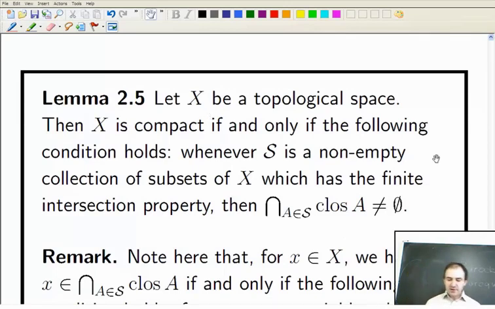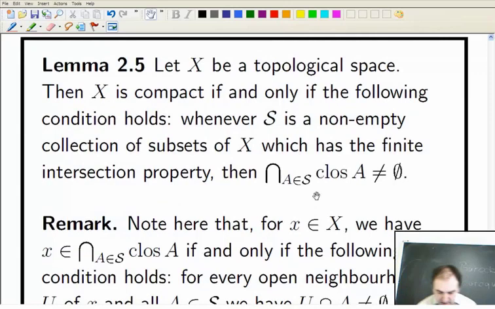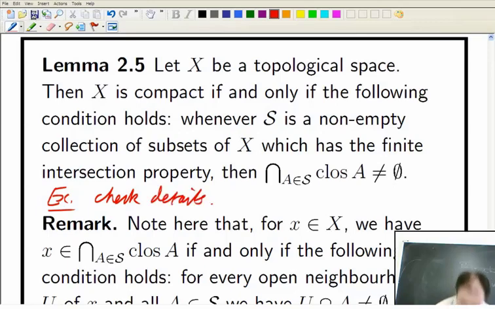Whenever you've got a non-empty collection of sets with the finite intersection property, well, we've already seen by an example that you don't necessarily expect the intersection of them all to be non-empty. But if you close them all first, the intersection of those closures must be non-empty. Now just think about that, I'll leave it as an exercise to check the details. I'll just say orally what's going on there. If the sets have got the finite intersection property, then their closures also have the finite intersection property. And so the intersection of the closures should be non-empty if it's compact.